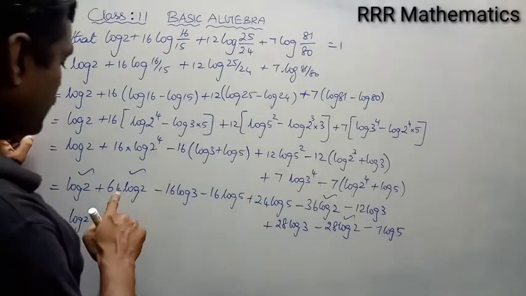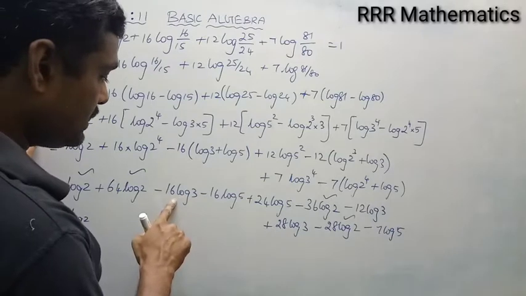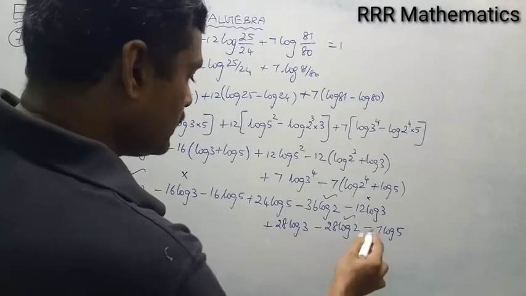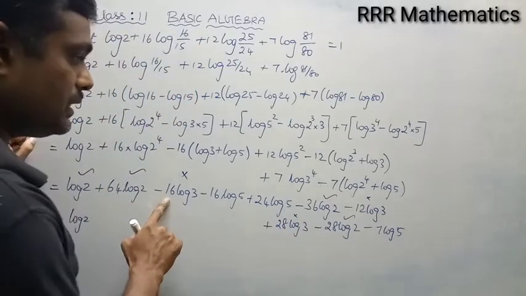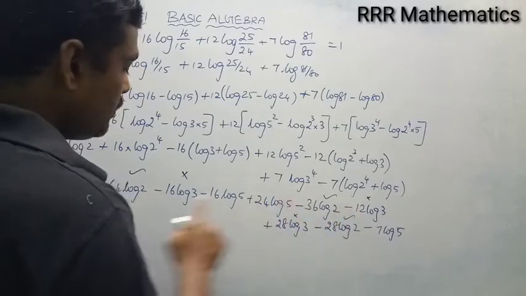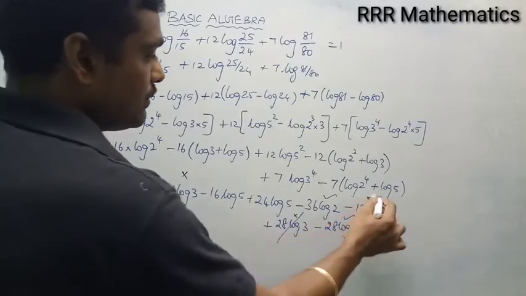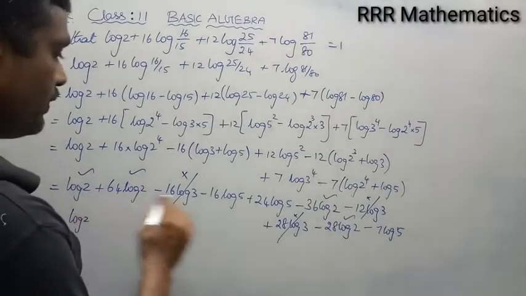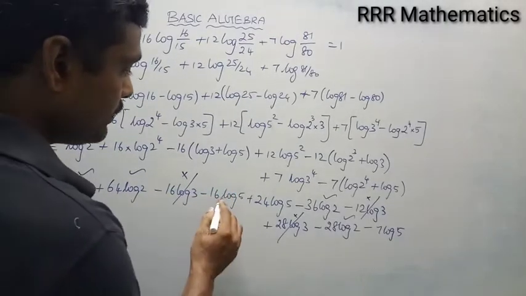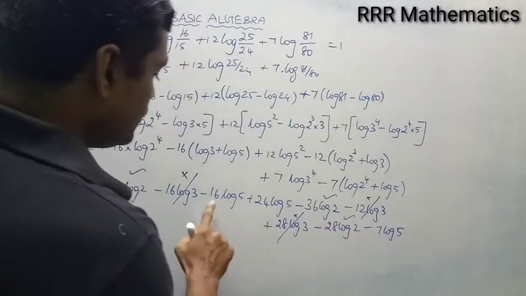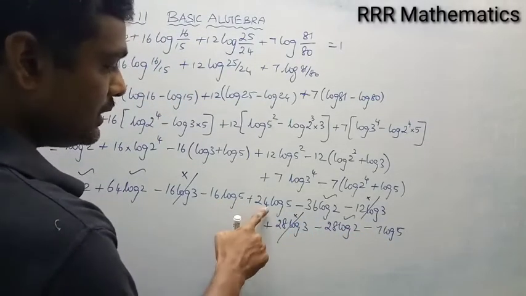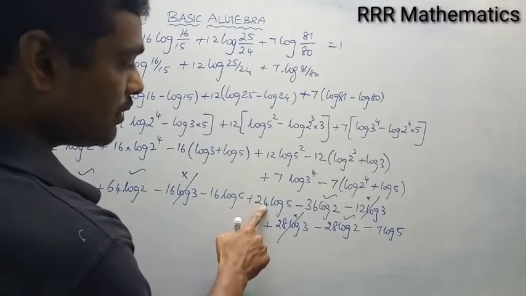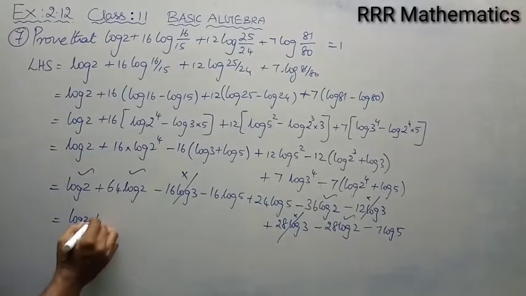Okay. And log 3: minus 16 times log 3, and minus 12 times log 3, and plus 28 times. 16 minus 12 minus 28 plus 28 cancel. So the log 3 term gets cancelled. Next, log 5 appears here, here and here. 24 minus 16 is 8, 8 minus 7, 1 log 5.